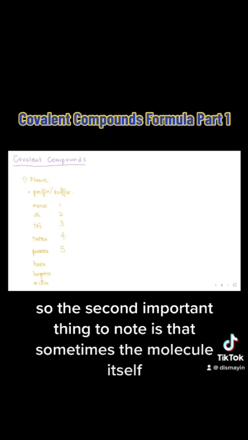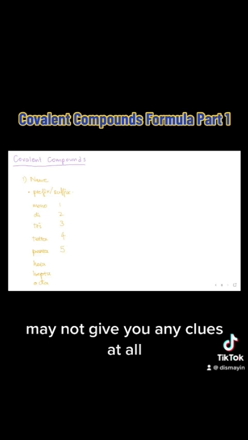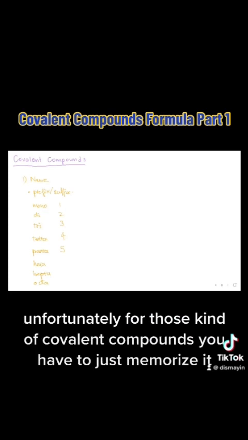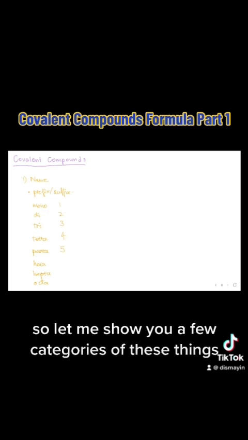So the second important thing to note is that sometimes the molecule itself may not give you any clues at all what kind of elements are involved. So unfortunately for those kinds of covalent compounds, you have to just memorize it. So let me show you a few categories of these things.